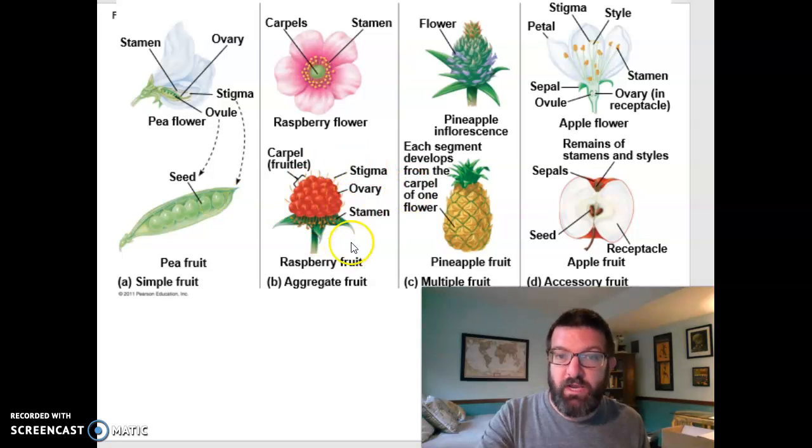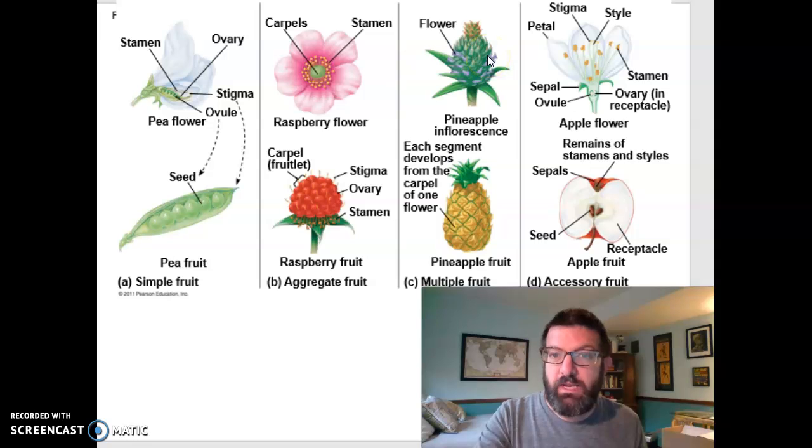In the case of a raspberry, we have a single flower that has multiple different carpels. And so you end up having this aggregate fruit. Now you have multiple different flowers all grouped together in an inflorescence, in the example of a pineapple, and each separate one develops from a separate carpel and a separate flower, and we call this a multiple fruit.